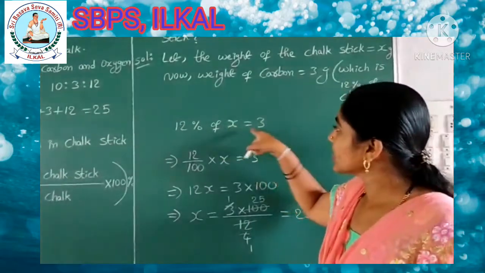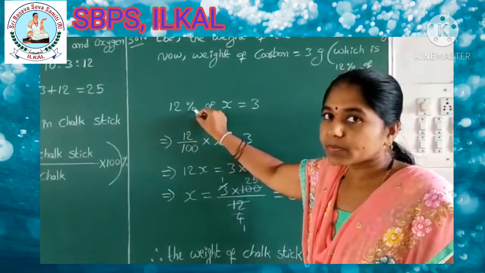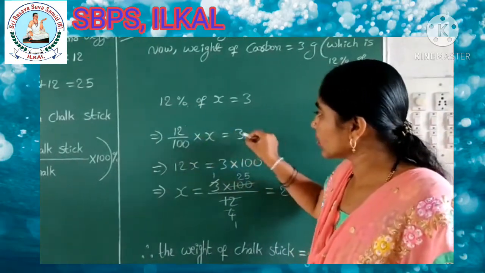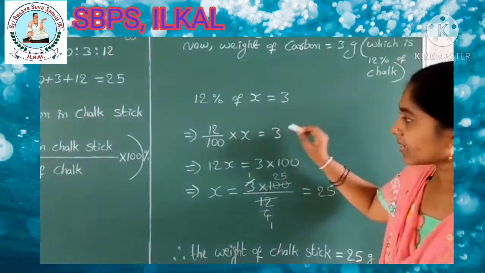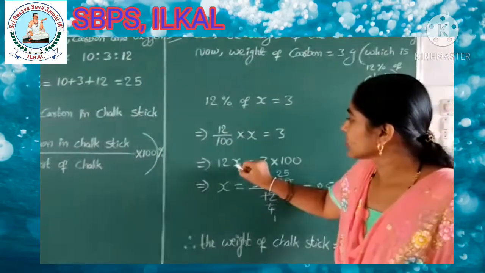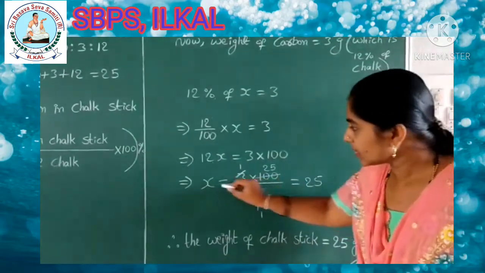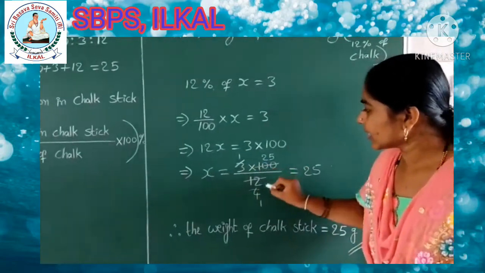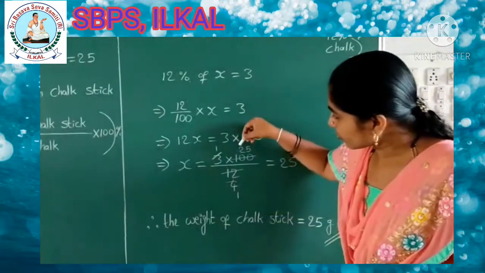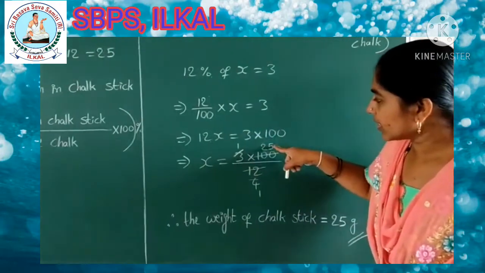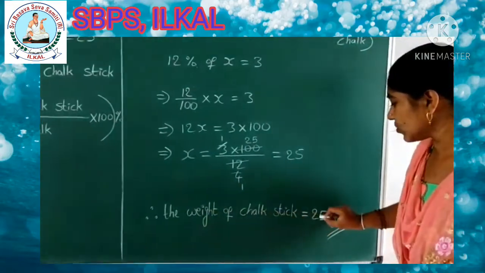12% of x is equal to 3. 12% means 12 per 100; percentage means per 100. 12 by 100 into x is equal to 3, which becomes 12 into x. This 100 will transpose to the right hand side: 12x is equal to 3 into 100. Now you transpose 12 to the right hand side. Then x is equal to 3 into 100 divided by 12. Here 3 ones are 3, 3 fours are 12; 4 ones are 4, 4 fives are 20, so 1 into 25 divided by 1 is equal to 25. Therefore, the weight of the chalk stick is 25 gram.